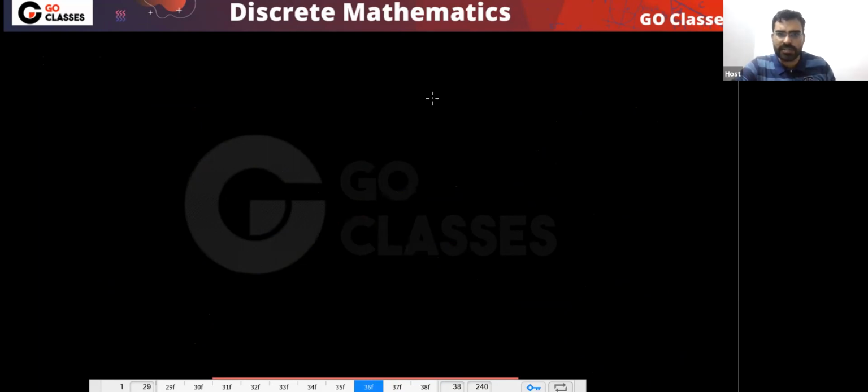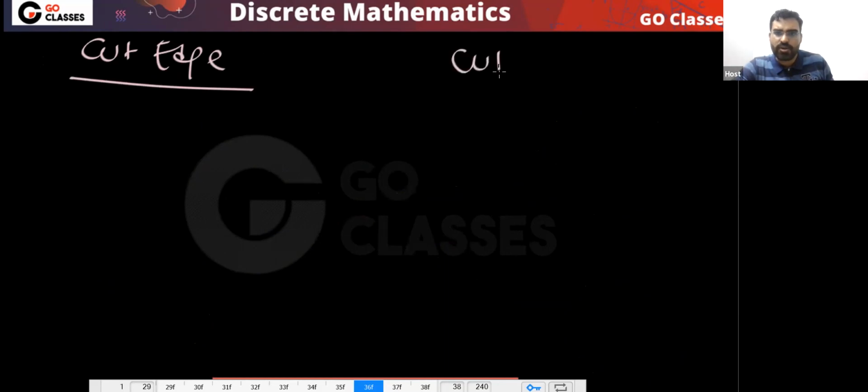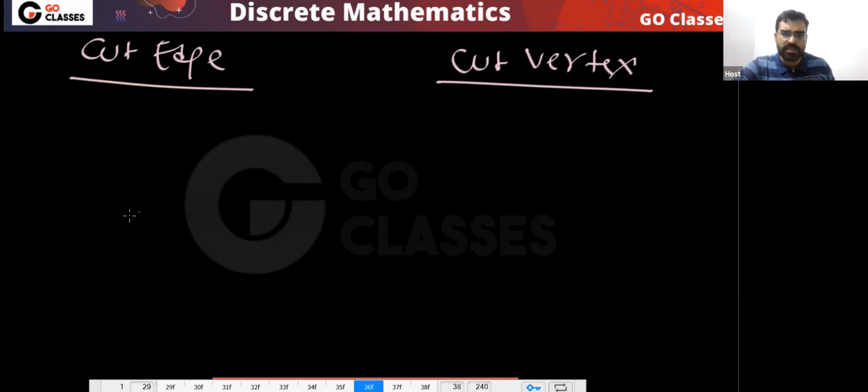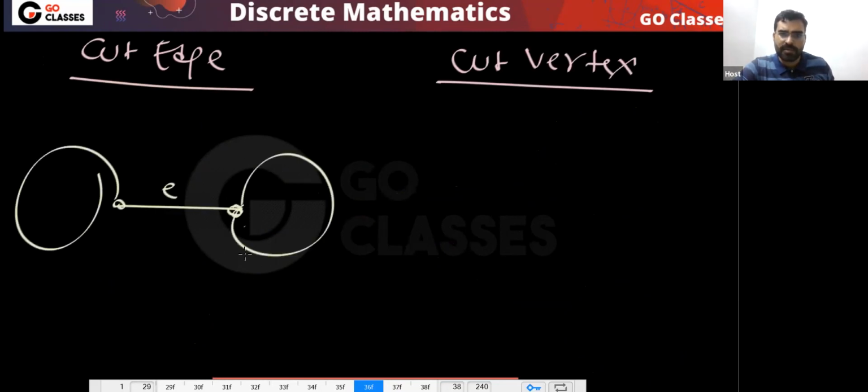So the definition is very simple. This is your bridge. I can say this is your cut edge. If you understand this memory picture, you can solve any question. Whatever question you want, you can solve it. This is the cut edge. Some graph here, some graph here.